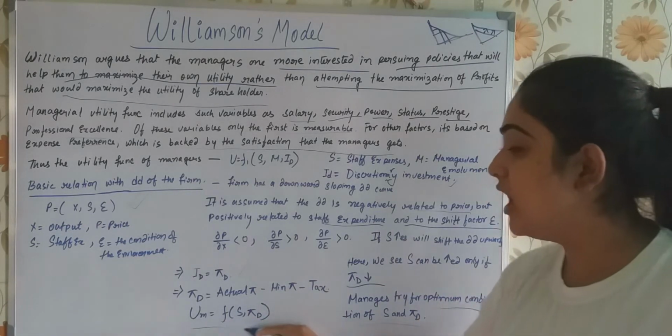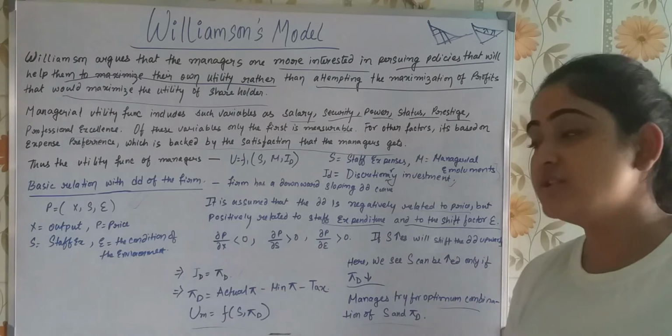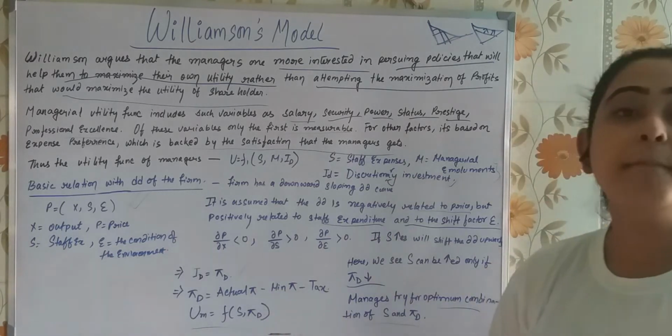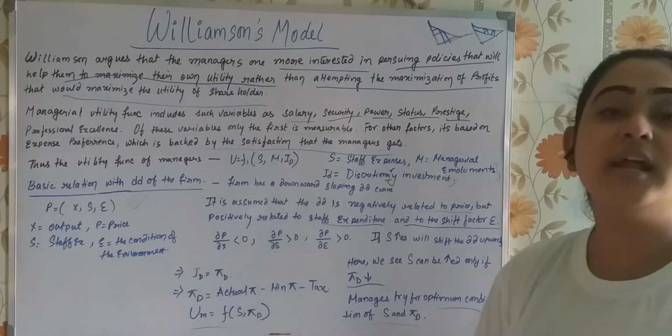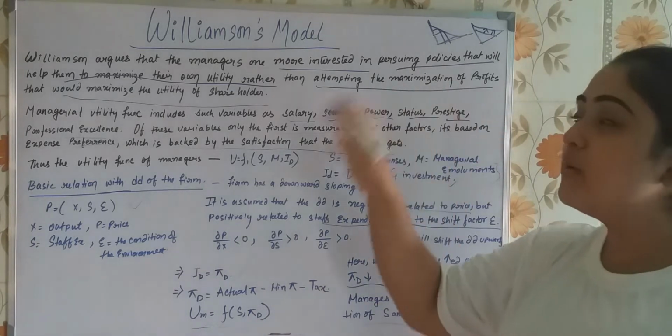एंड फ्रॉम हियर वी गेट द फंक्शन, यूटिलिटी फंक्शन ऑफ मैनेजर, क्या कि S के ऊपर डिपेंडेंट है और pi D के ऊपर डिपेंडेंट है. व्हाट इज pi D, दैट इज डिस्क्रिशनरी प्रॉफिट. So ये हो गया Williamson model.